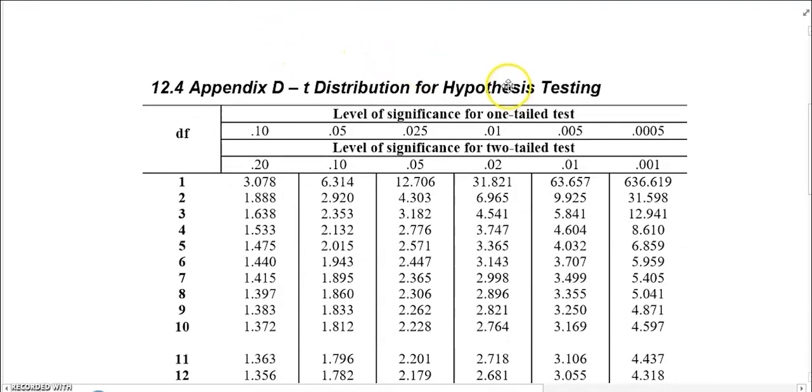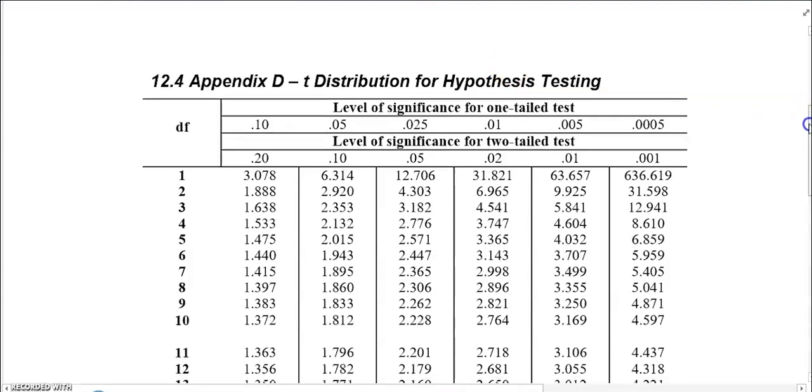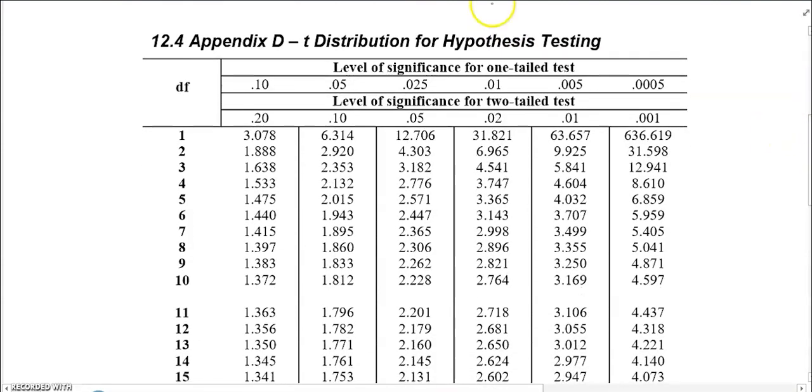It's Appendix D, the t-distribution for hypothesis testing. And the way this works is, depending on whether or not you have a one or two-tailed test, you first figure out what type of test you have, and then you look at the level of significance. So if this is a 10% chance, or 0.1, 5% chance, 2.5% chance, and so on and so forth. Now, remember that this is the area of the tail, which represents the probability of making a type 1 error. That is, rejecting the null hypothesis when you should not reject the null hypothesis. In other words, accept the null hypothesis.